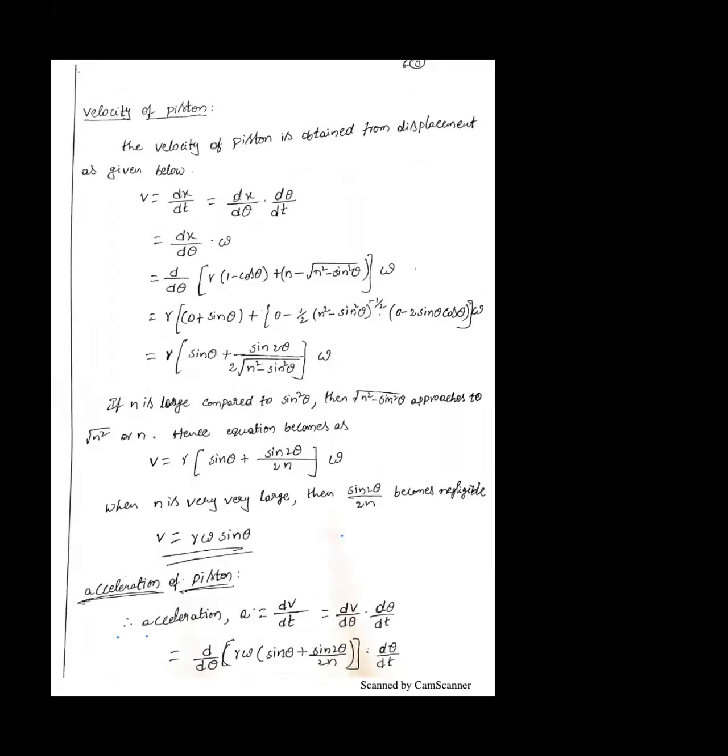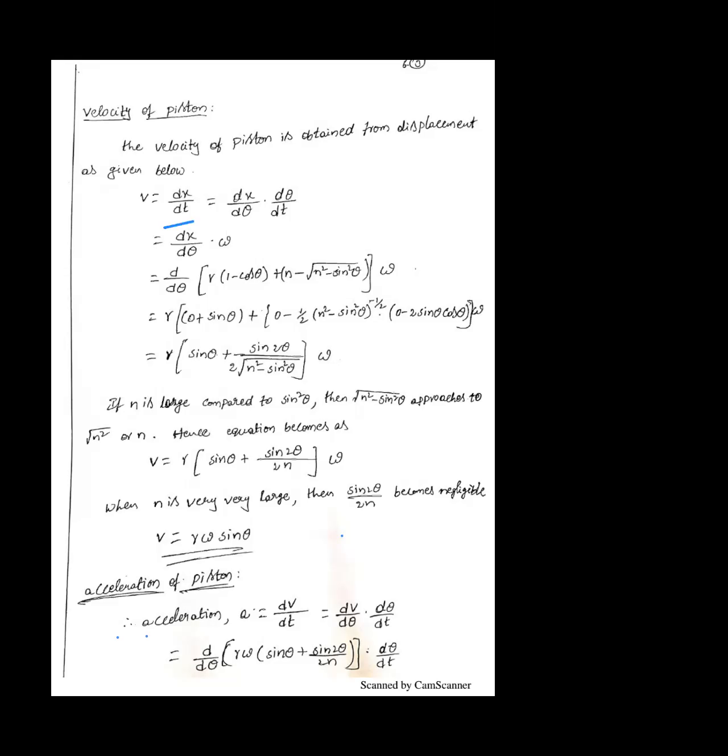Velocity of the piston means simply the displacement with respect to time. Just observe that v equals dx by dt. But the equation we obtained earlier doesn't have t terms, it has theta terms.